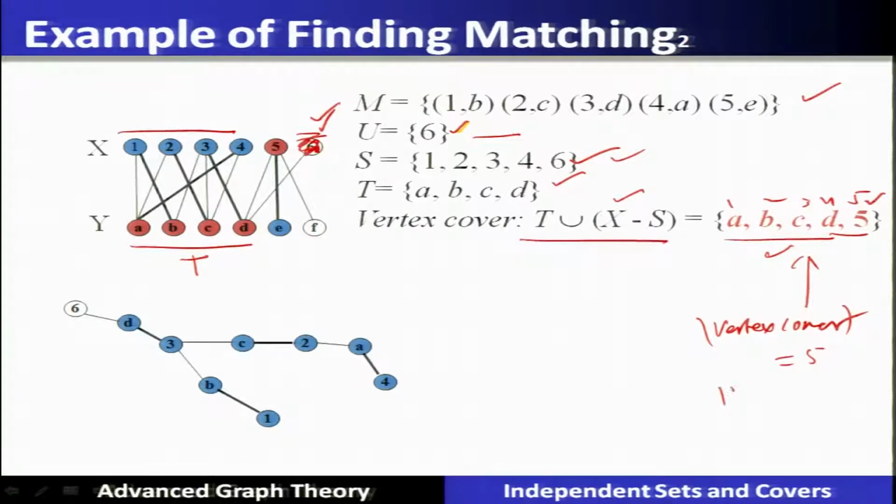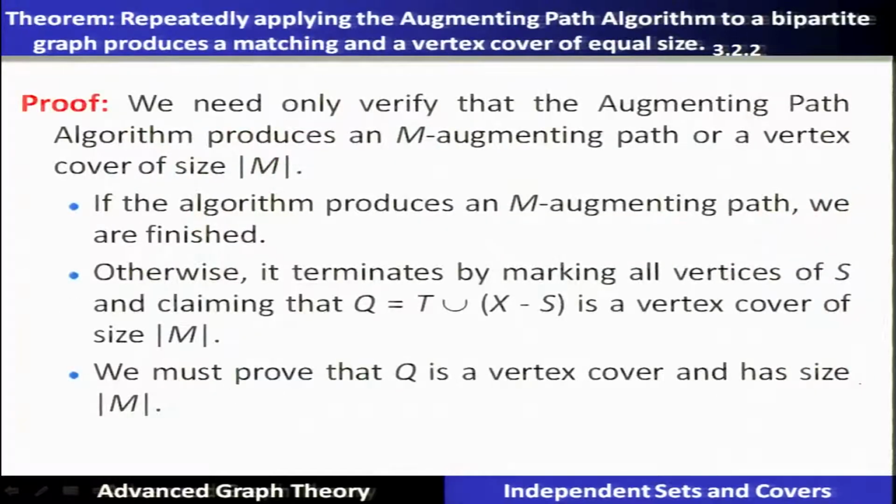We have also identified a matching of size 5. So, this is 1, 2, 3, 4, 5. So, when the algorithm terminates, we have already identified the 5 different matched edges. So, let us see the proof of this particular theorem.